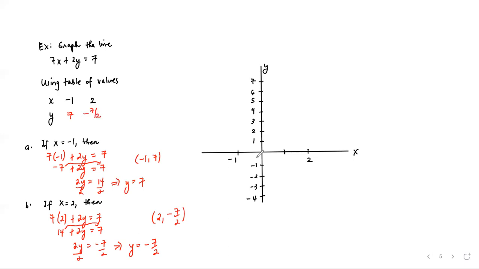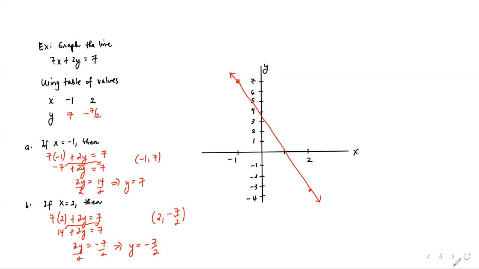So plotting these points, (-1, 7) is located here. And the point (2, -7/2) is located somewhere here. X equals 2 and y is equal to -7 over 2. So connecting these 2 points with the straight line, then that's the graph of 7x plus 2y equals 7.